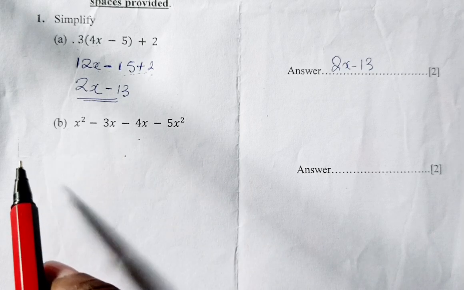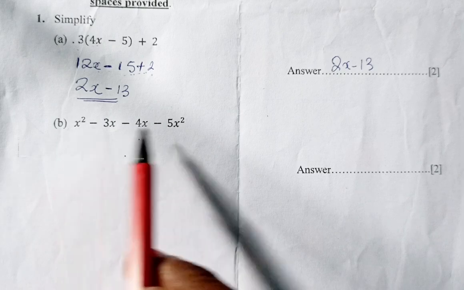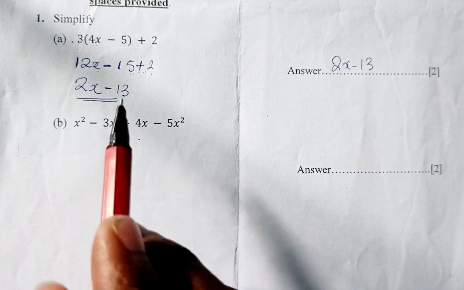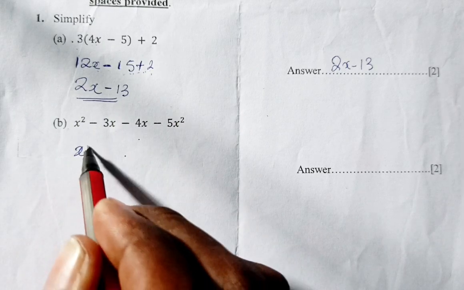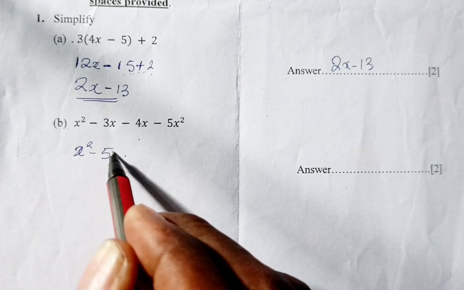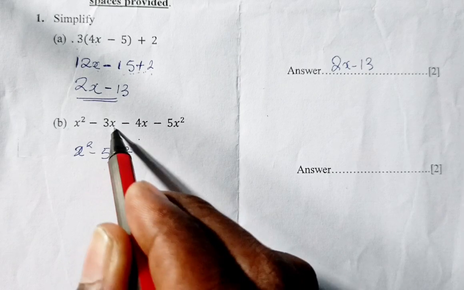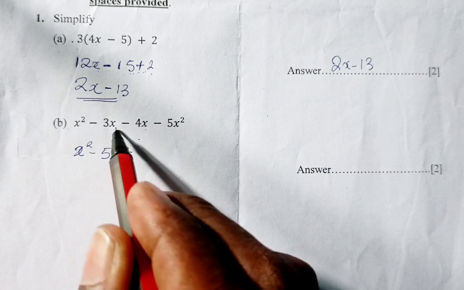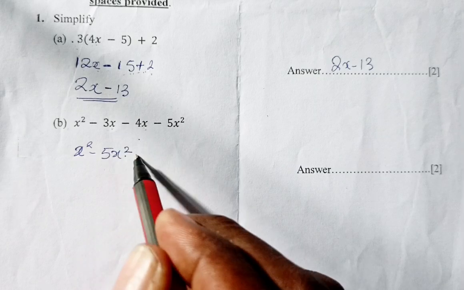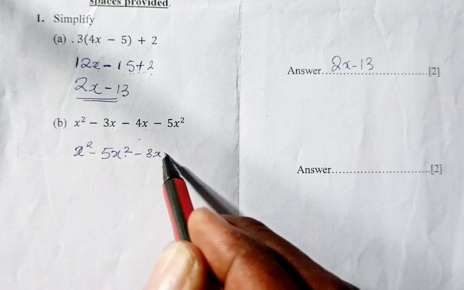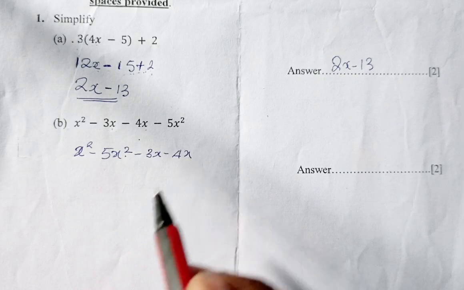All right, we proceed with the second one: x squared minus 3x minus 4x minus 5x squared. All we have to do is collect like terms. So we can say this and this, they are all squared. So we get our x squared and negative 5x squared. The others have no square, and you can say this is just x and that is x. So we get them together like that.